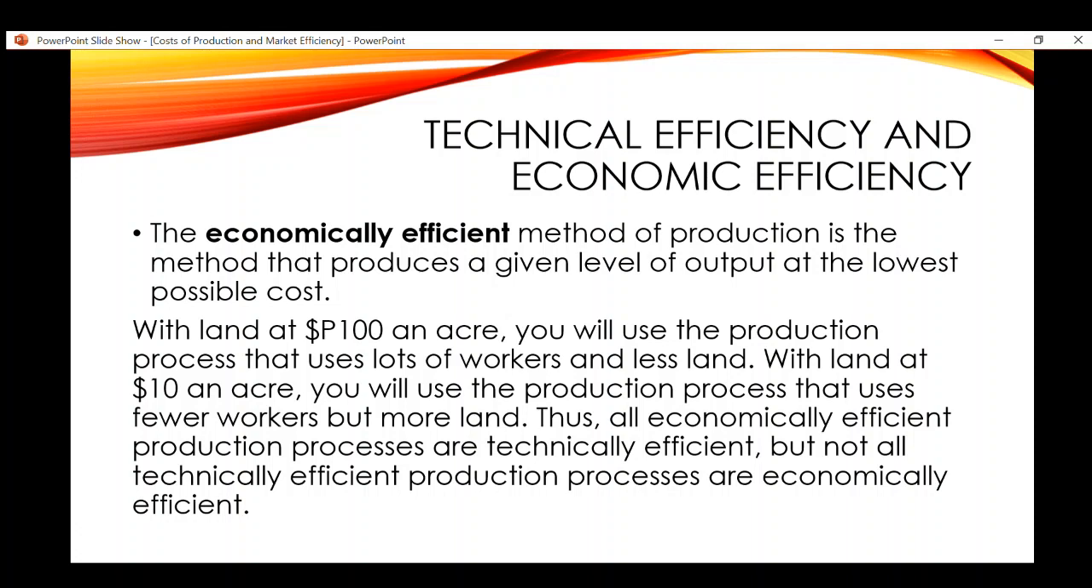So, kung mahal ang bayad sa land, of course, i-minimize nimo ang resource nga land, unya mas daghan nimo ang workers. But if the land is at $10 an acre, you will use the production process that uses fewer workers but more land. Kay mas makabarato man ka kung mas daghan ang land kumpara sa workers. Thus, all economically efficient production processes are technically efficient, but not all technically efficient production processes are economically efficient.